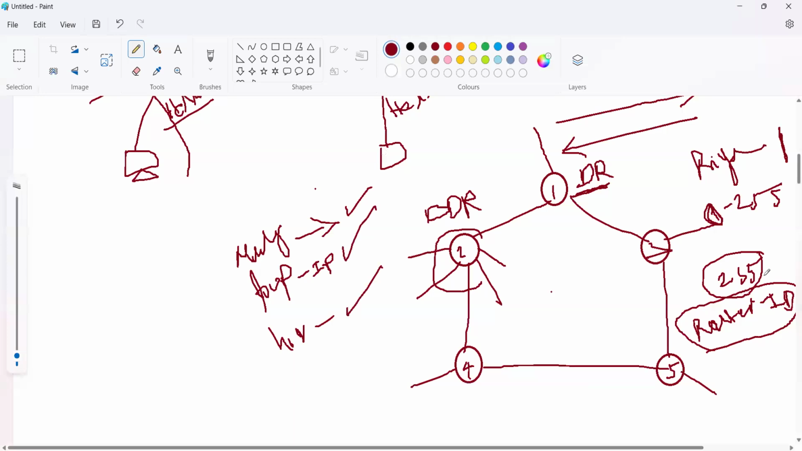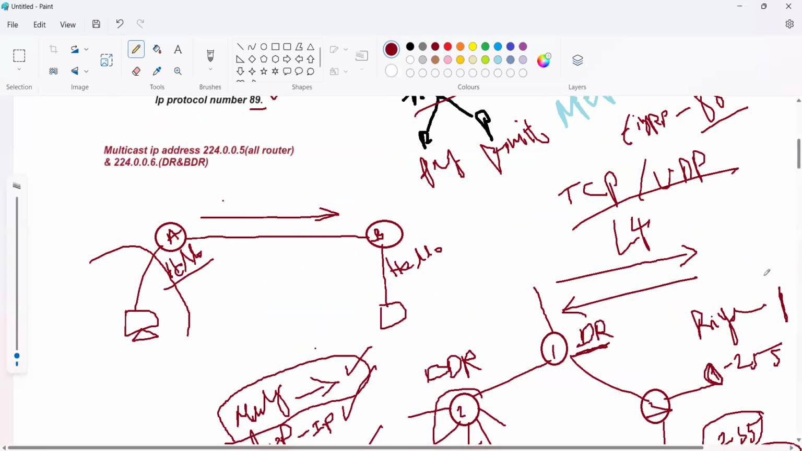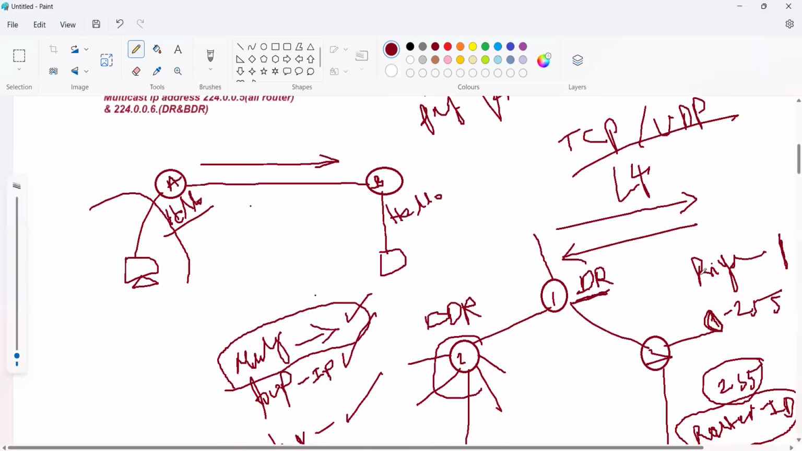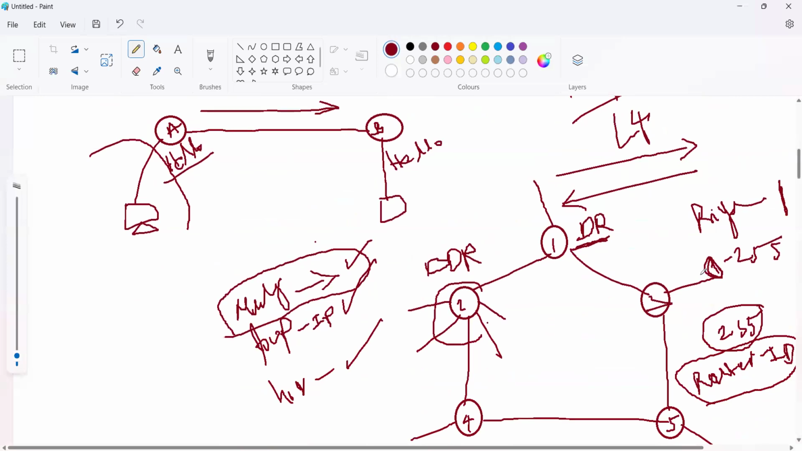If we do not configure it manually, mostly in real time we configure the router ID manually only. So what does it do? It is router identification. That is the name of the router. In a simple manner, the router ID is an identification, and based on that the DR and BDR are elected. DR is the master router in the LAN segment, and if the DR goes down, then the BDR will become the DR router.